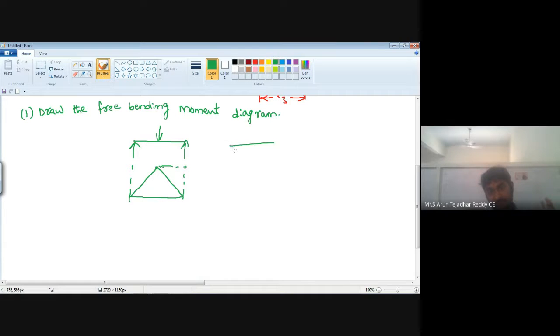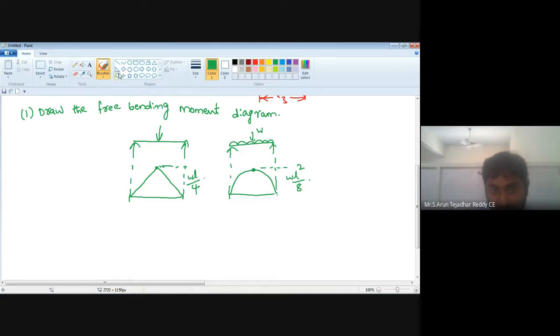Next one is the UDL. According to that UDL, in which shape will you get your maximum bending moment diagram? That is the parabolic shape. So here you will get the maximum bending moment diagram. Now what about the height here? WL square by 8. So like that, the first step is to draw the free bending moment diagram. This is our first step.